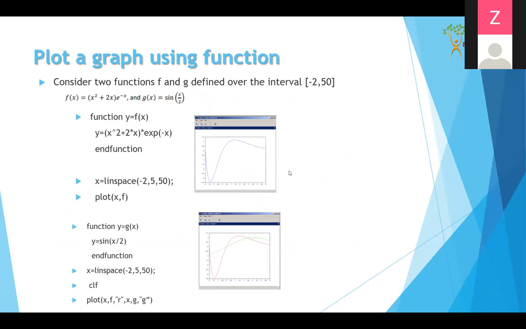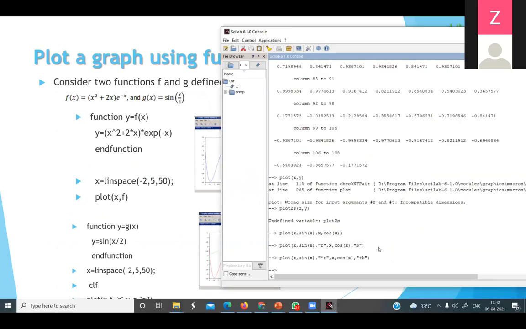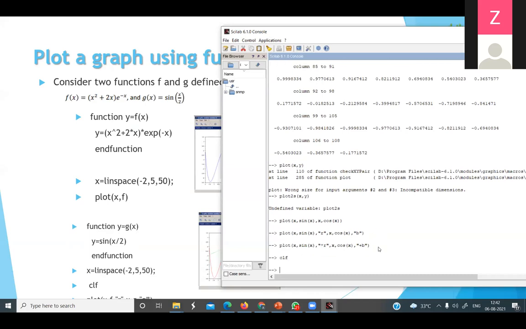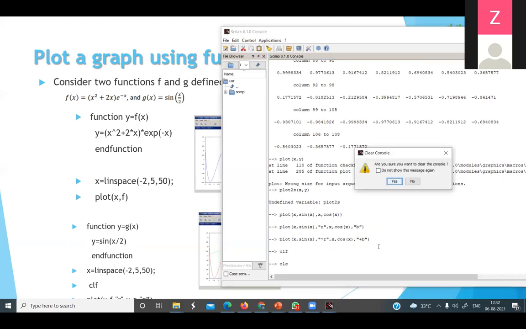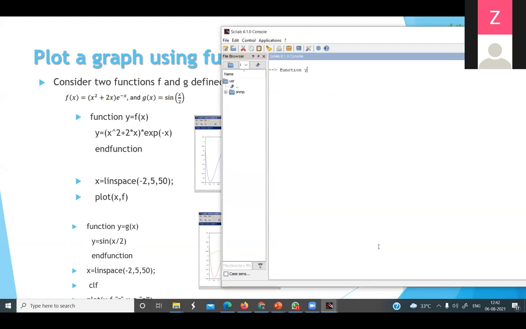Now let us try to plot a graph using a function, where this function is given by, let me clear the screen first, clf, clc. Let us define a function y equal to f(x), whereas the function is given by y equal to x square plus 2x into e raised to the power minus x. So y equal to x square, x into x, plus 2 into x into exponential of minus x, and end function.